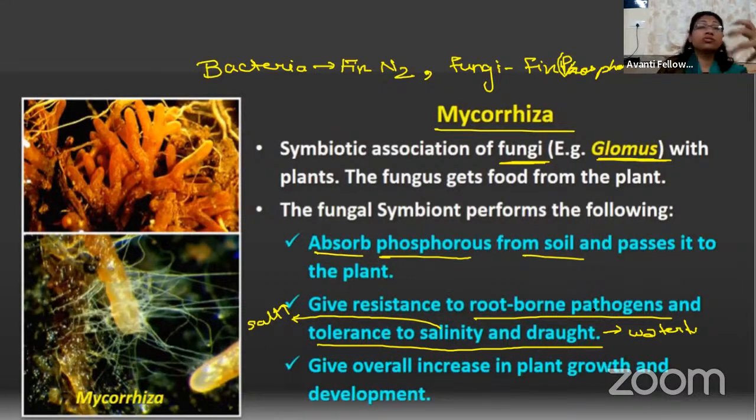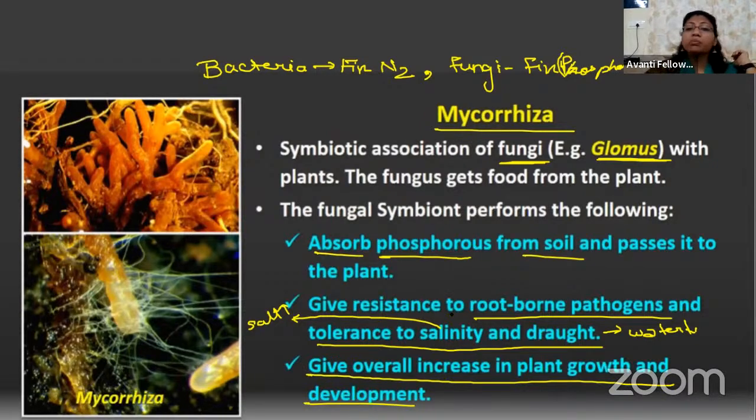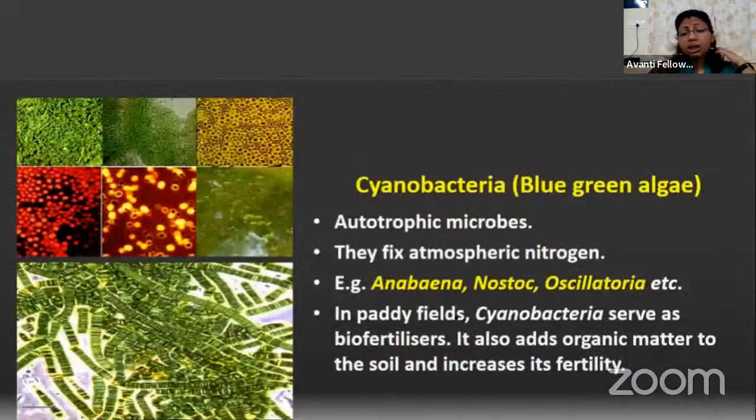So with the help of absorption of a good amount of phosphorus and by keeping the plant resistant and tolerant to pathogens as well as to climatic conditions, they help in the overall growth and development of the plant. Right.